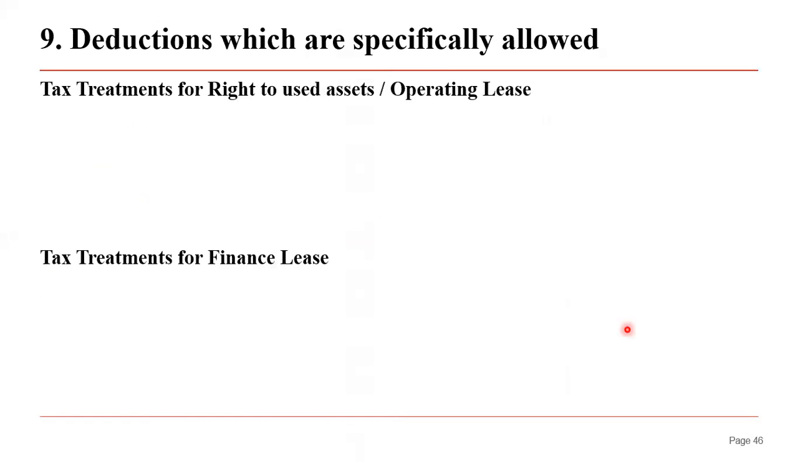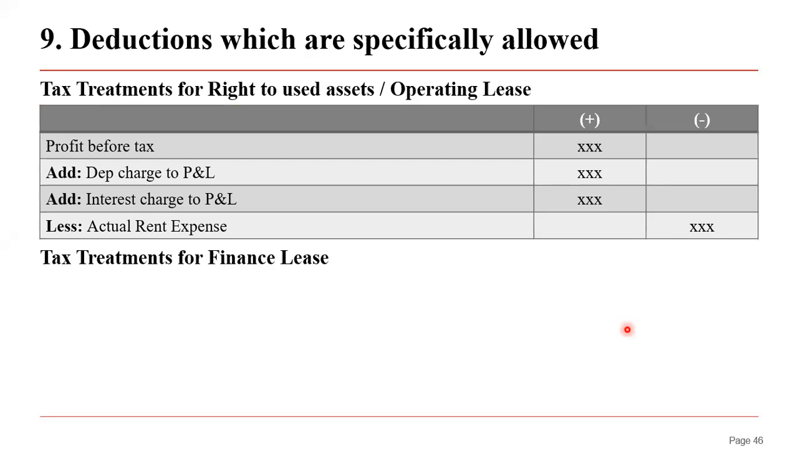Here, the tax treatment under the new law: the right to use asset that is an operating lease, how the tax treatment works, and also the tax treatment for finance lease. Then the tax treatment for right to use asset, that means operating lease, whatever PBT we consider here.